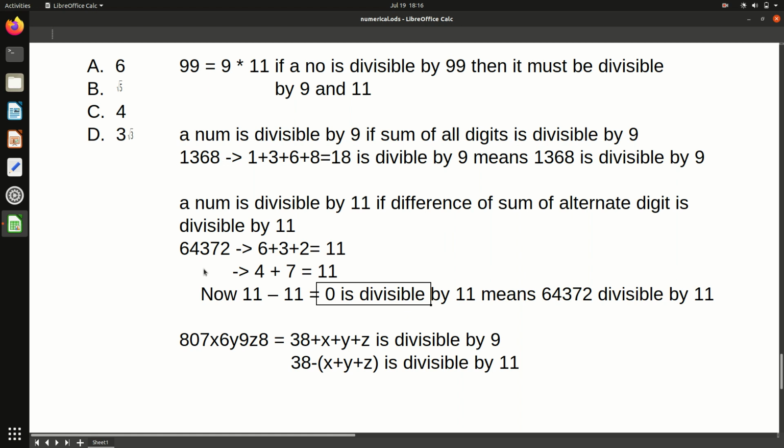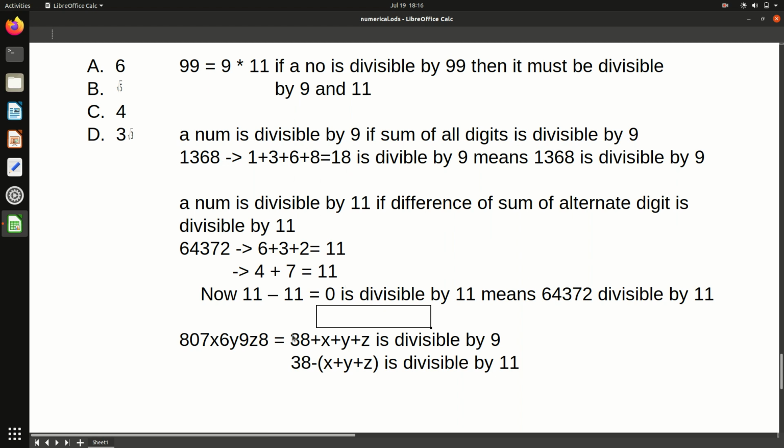Take the sum of all digits at odd places, take the sum of all digits at even places, and then take the difference. Now check whether that difference is divisible by 11 or not. This is the rule. So I hope I have made the divisibility rules of both 9 and 11 clear.